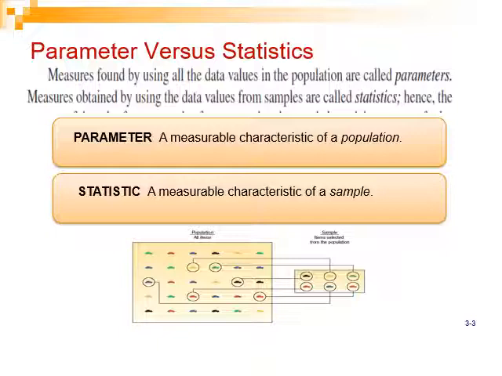A parameter may be a measure of location, a measure of dispersion, or a measure of position. It is a parameter because it gives a measurable characteristic of a population. But if it gives a measurable characteristic of a sample, it is called a statistic. So measures obtained by using the data values from a sample are called statistics. This is a very important concept, so you should know these parts.